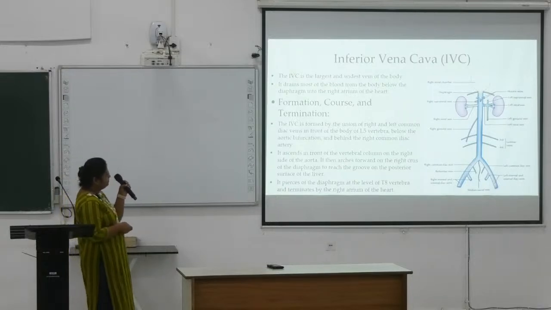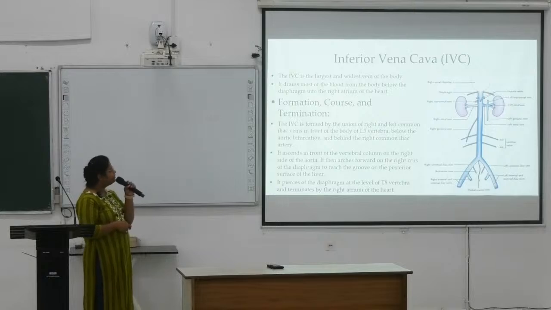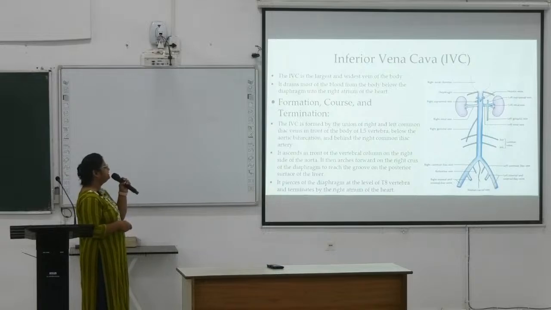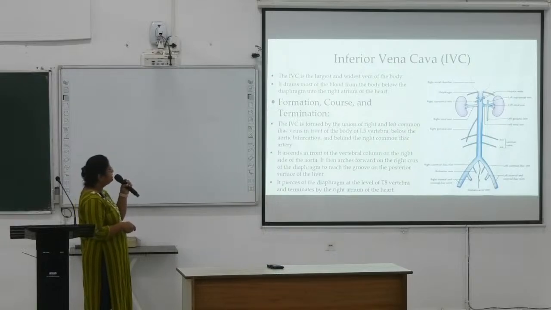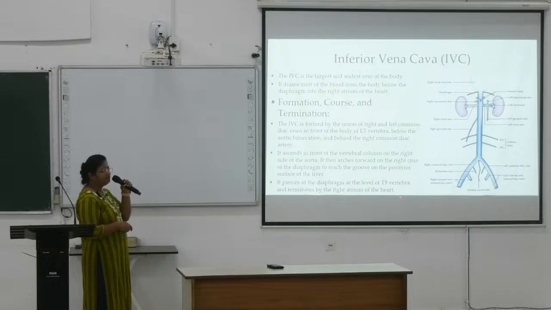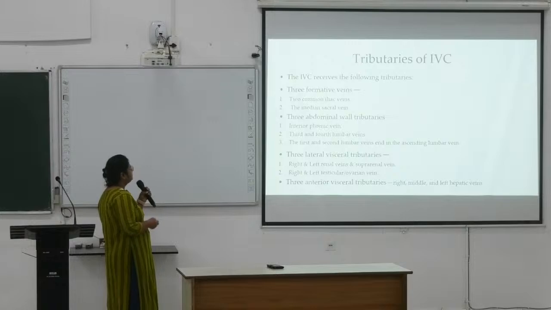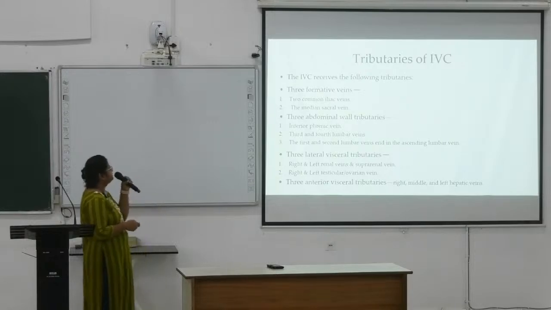It ascends in front of the vertebral column on the right side of the aorta. It then arches forward on the right crus of the diaphragm to reach the groove on the posterior surface of the liver. And it pierces the diaphragm at the level of T8 vertebra, terminates by the right atrium of the heart. Okay. Next, these are the tributaries.